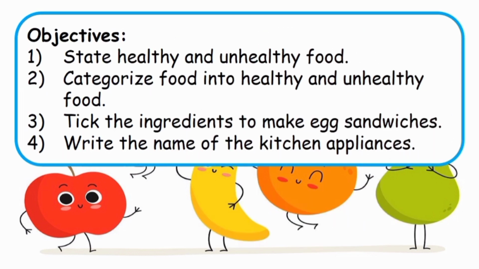Our objectives for today's lesson are: 1. State healthy and unhealthy food. 2. Categorize food into healthy and unhealthy food. 3. Tick the ingredients to make egg sandwiches. And the last one, write the name of the kitchen appliances. Are you ready? Let's start our first topic.